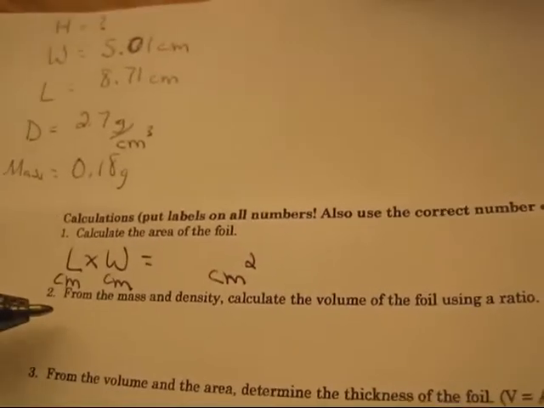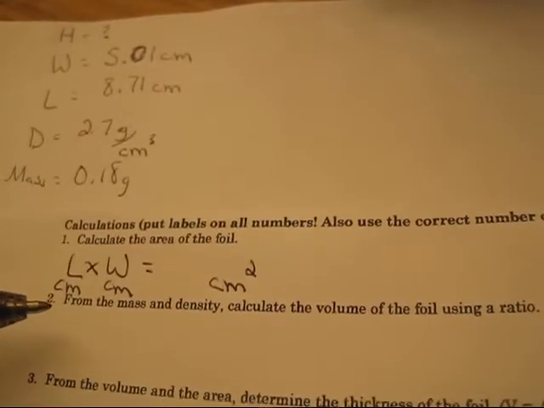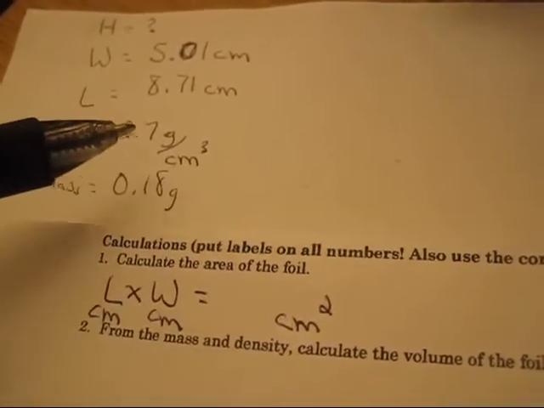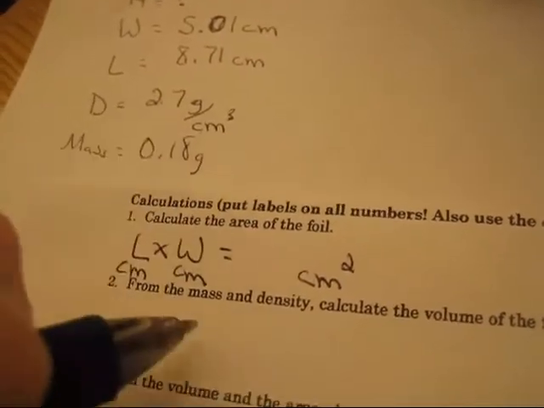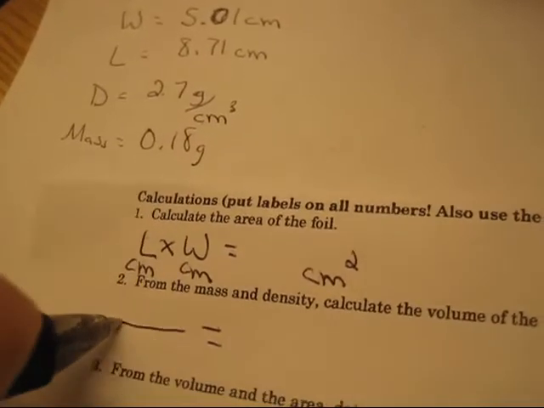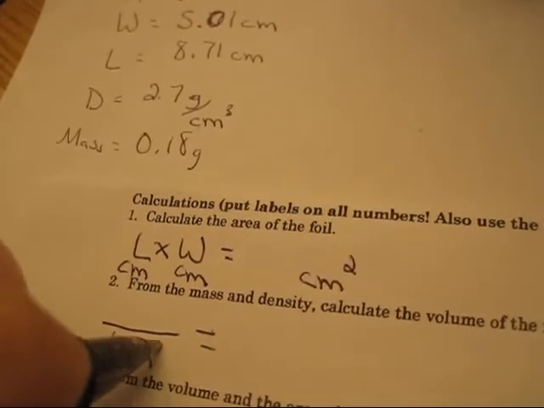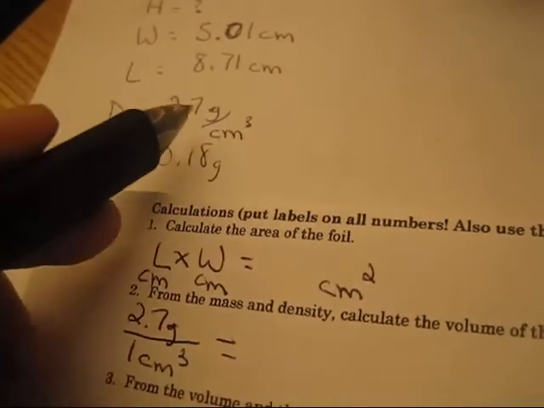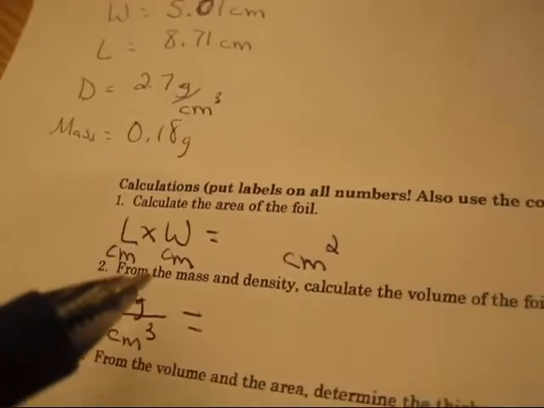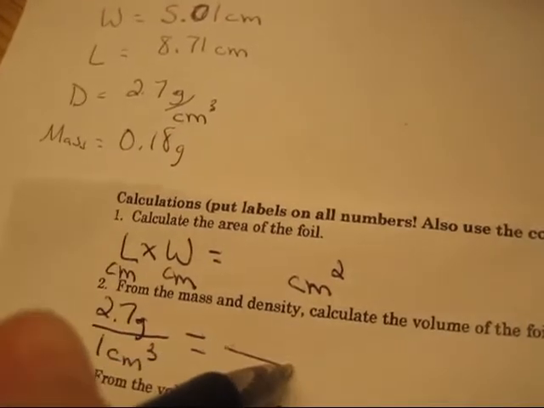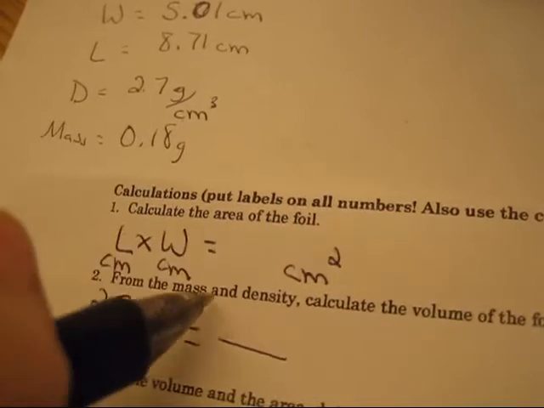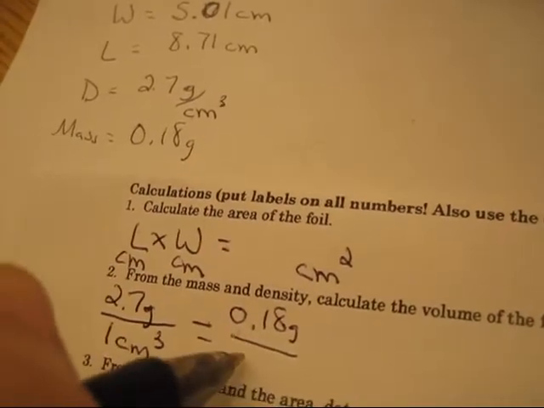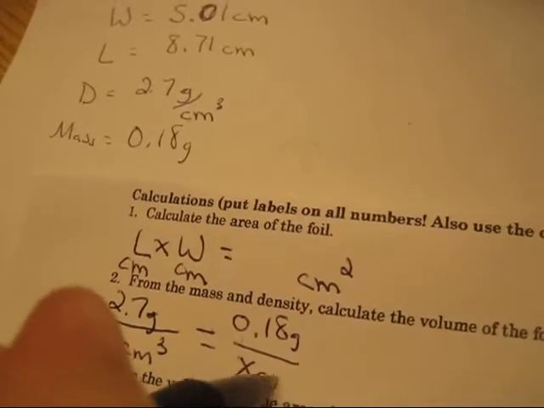Copy down this question. From the mass and density, calculate the volume of the foil using a ratio. So what ratio can we get from density? Well, remember, we can rewrite this as a ratio and say for every 1 centimeter cubed, there are 2.7 grams. So your density will always be written as a ratio. And on this side, do we know the mass? Yep, we put it on the balance and it's 0.18 grams. And do we know the volume? No. So we're going to solve for centimeters cubed.